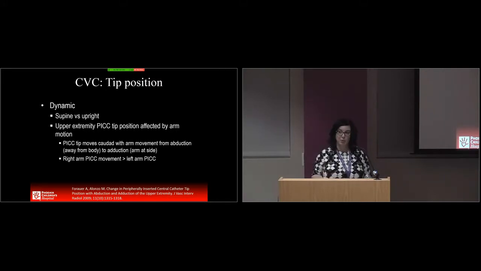The other thing is with ports, if you have an obese patient or a patient with large breasts, when they're upright, the actual device goes lower on the chest wall, so the catheter tip will migrate higher. So you have to think about that when you're placing the line.